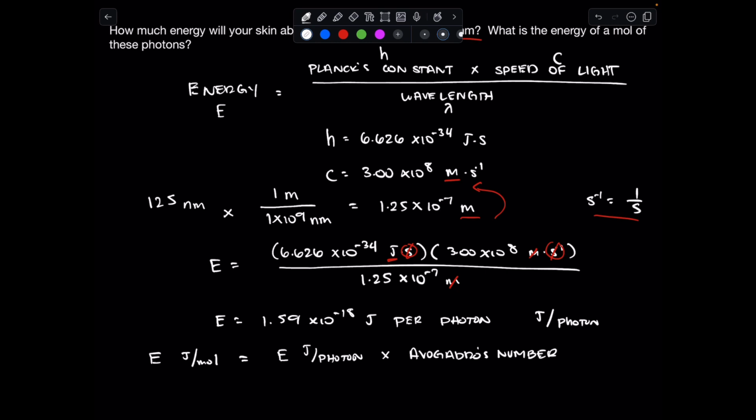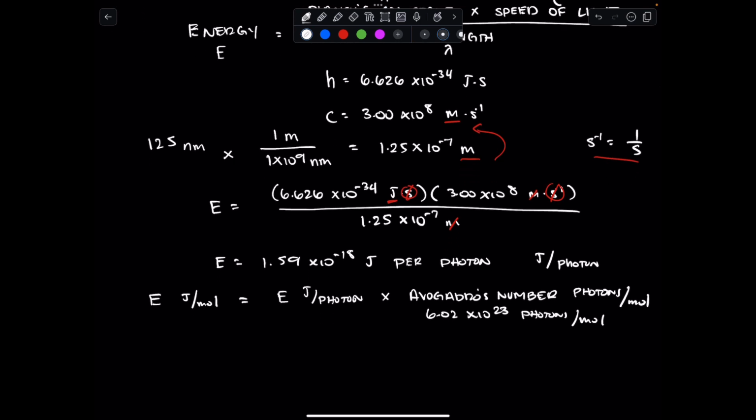Which will be in units of photons per mole. Excuse me, it's going to be in photons per mole. And Avogadro's number, if you don't remember, is 6.02 times 10 to the 23. This again will be units of photons per mole. So now let's plug in all the values that we have.